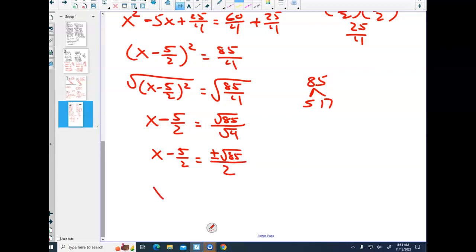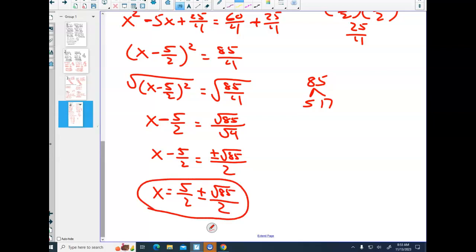And then we finish the problem. 5 halves plus or minus root 85 over 2. And there's our answer. And that's how you deal with a fraction in your completing the square.